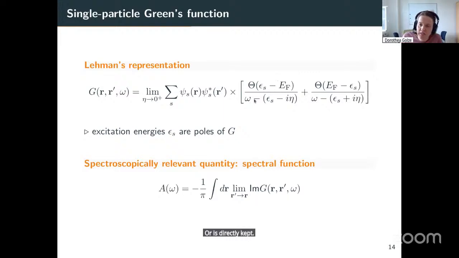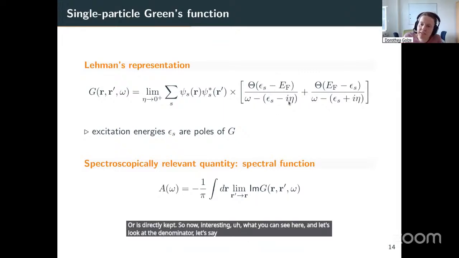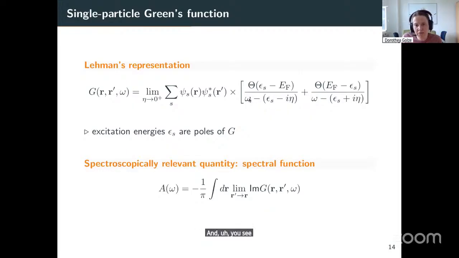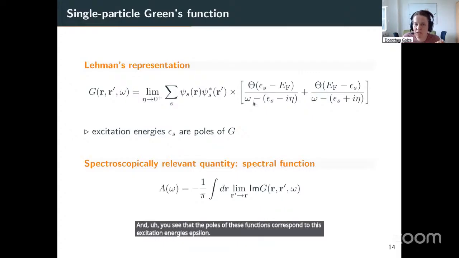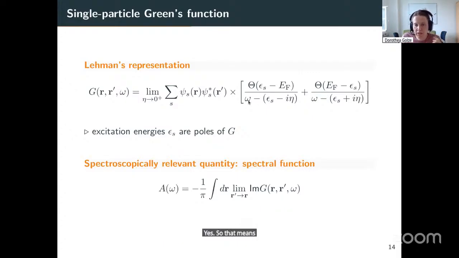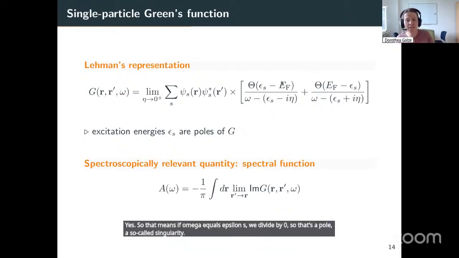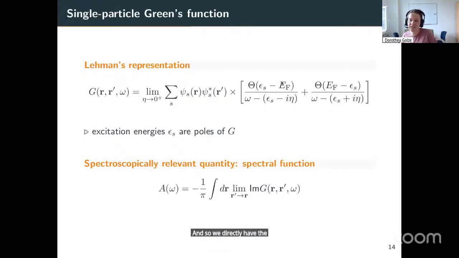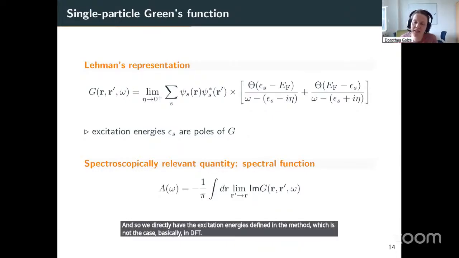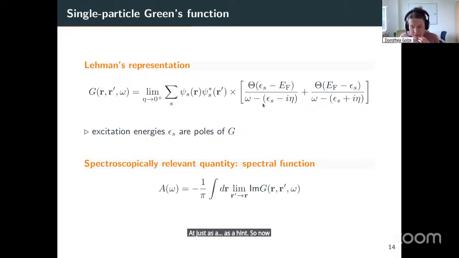Now interesting, what you can see here, let's look at the denominator. We have here eta, which is a small infinitesimal. And you see that the poles of this function correspond to these excitation energies epsilon_s. So that means if omega equals epsilon_s, we divide by 0. That's a pole, a so-called singularity. And so we directly have the excitation energies defined in the method, which is not the case basically in DFT, just as a hint.